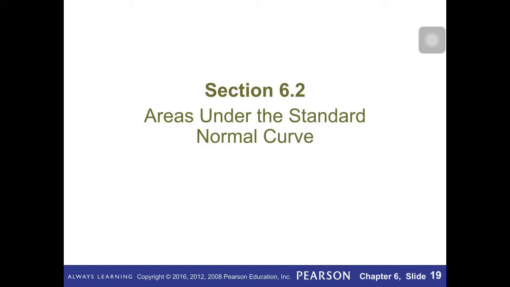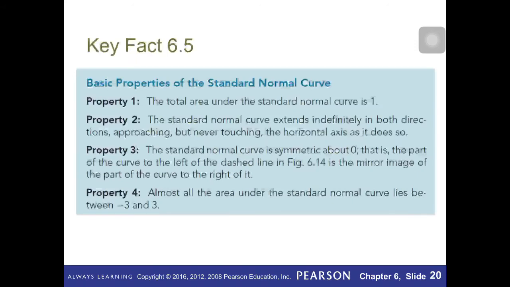Today I am going to explain areas under the standard normal curve, how we deal with this kind of areas under the normal curve. There are a few properties that we need to keep in mind. Those are basic properties of the standard normal curve. From this point onwards, we are talking about the standard normal curve, not just the normal curve. Total area under the standard normal curve is 1.